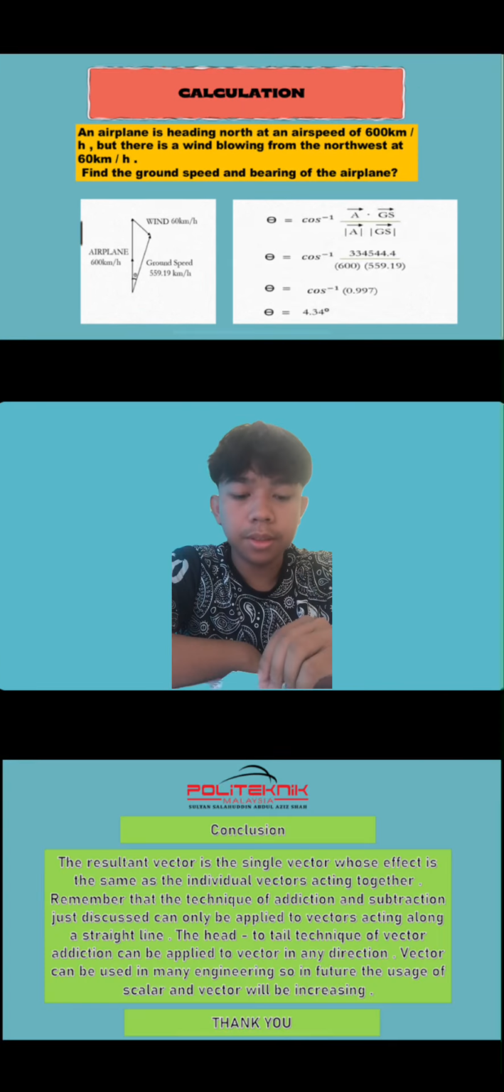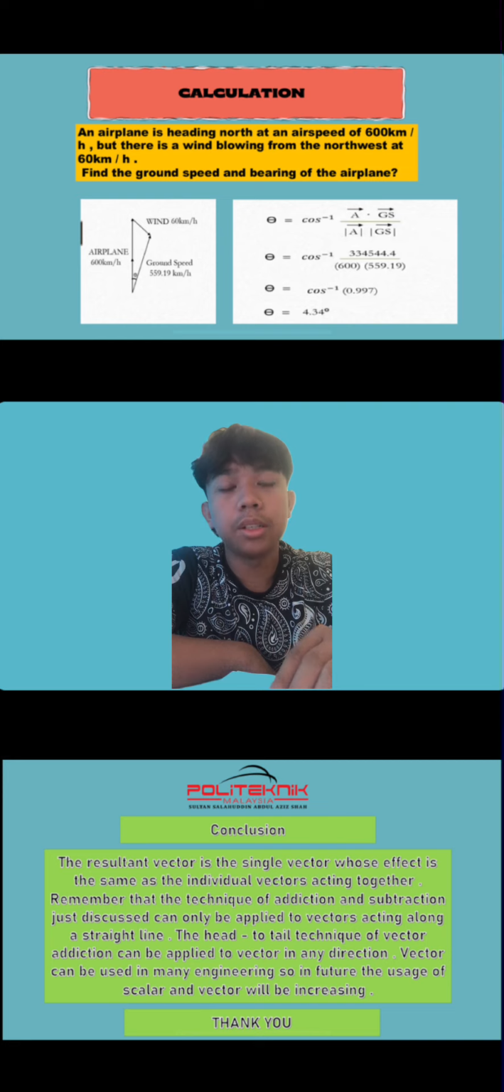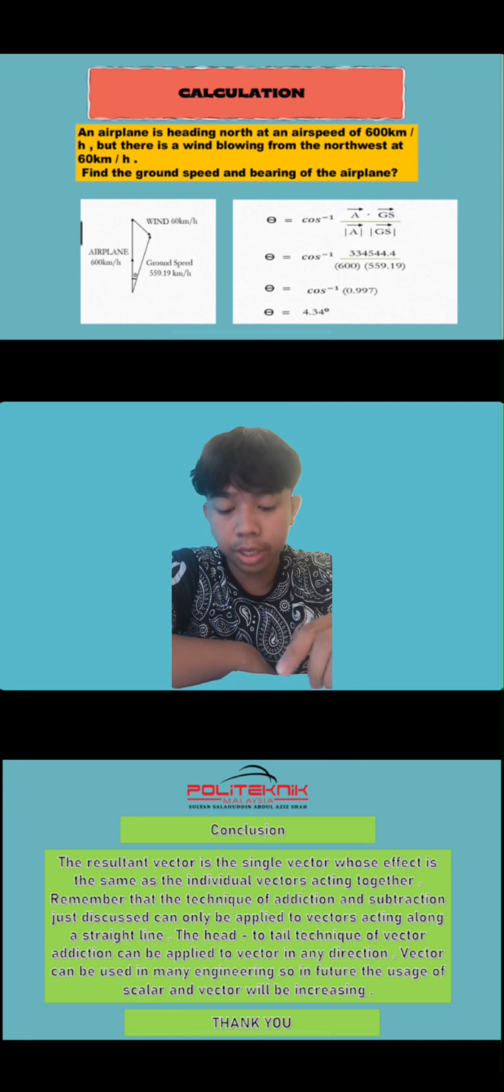Last but not least, we have answered all the questions from our real life application of vectors. We get the answer for ground speed, which is 559.19 km per hour, and the bearing of the airplane, which is 4.34 degrees.